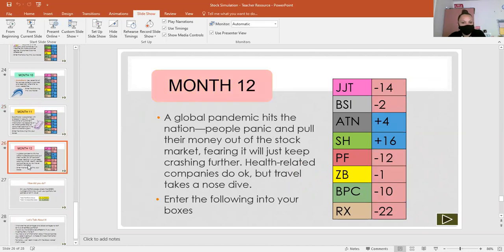And finally, month 12, a global pandemic hits the nation. People panic and pull their money out of the stock market, fearing it will just keep crashing further. Health-related companies do okay, but travel takes a nosedive. -14, -2, +4, +16, -12, -1, -10, -22.